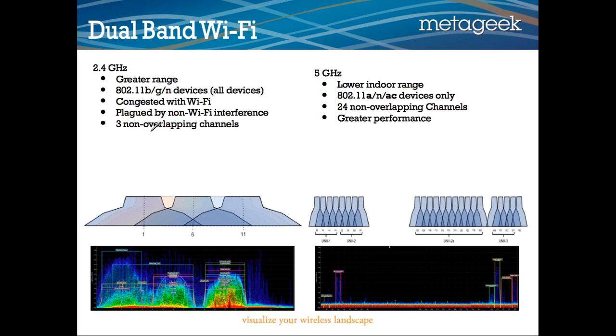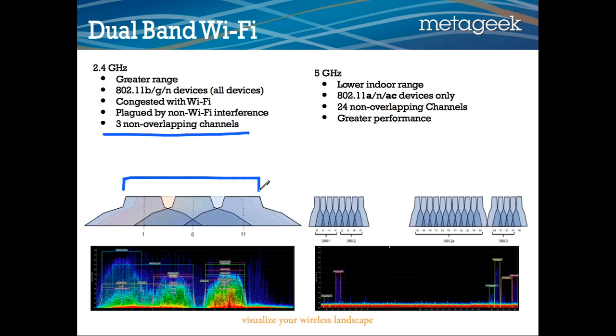And then finally, perhaps the biggest problem with the 2.4 gigahertz band is that there are only 3 channels that don't overlap. 3 non-overlapping channels. And you might be thinking to yourself, well, hang on a second, Joel. I'm pretty familiar with the 2.4 gigahertz band, and I know that it actually has 11 channels. So what are you talking about there? Well, you're right. It does have 11 Wi-Fi channels, but here's the problem.